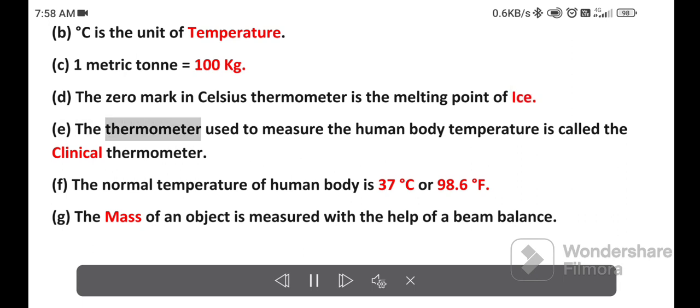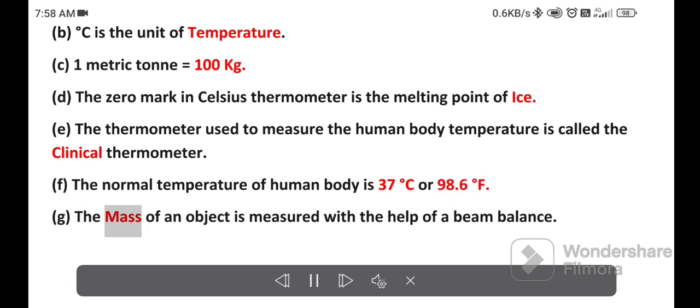E. The thermometer used to measure the human body temperature is called the clinical thermometer. F. The normal temperature of human body is 37 degrees Celsius or 98.6 degrees Fahrenheit.